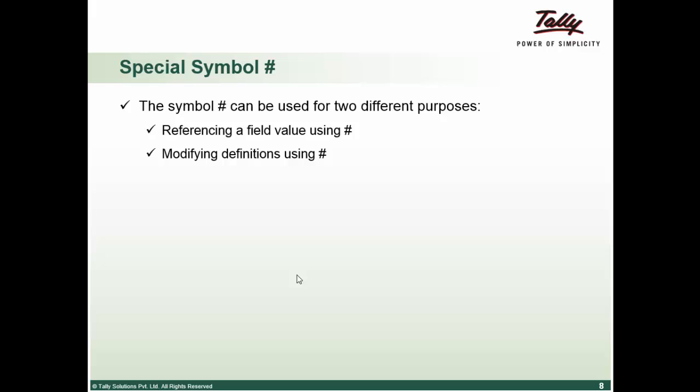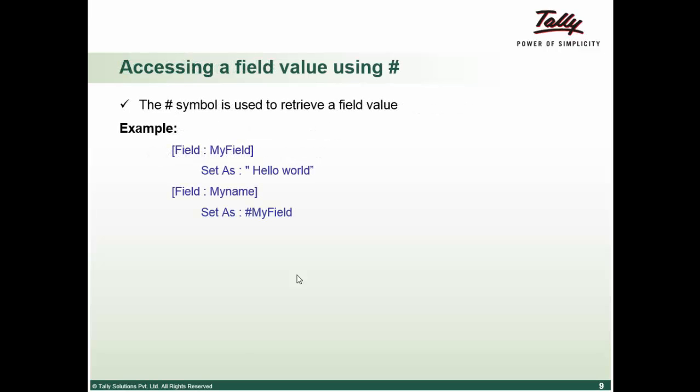Now the special symbol hash. The symbol hash can be used for referring to a field value or for modifying the existing definition. For modifying the existing definition, we have already written two codes, so you know that. For referring to a field value, you can simply write hash and the field name, and the text of this field will be referred here. So even this field will showcase hello world, and even this field will show you hello world.